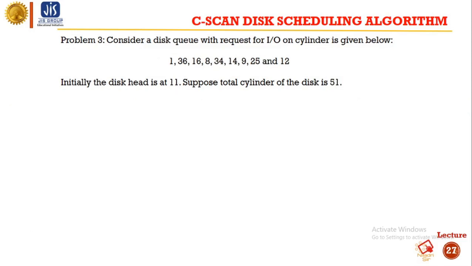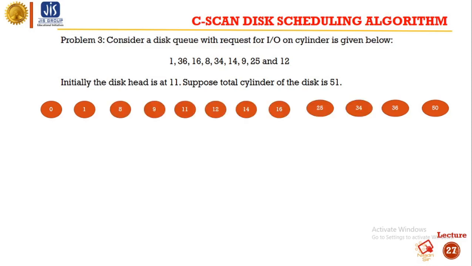So now we'll do another problem. Here you can see that the elements are 1, 36, 16, 8, 34, 14, 9, 25 and 12. Initially the disk head is at 11, and the total cylinders is 51. So we will start from 0 and it will go up to 50, total 51, and then we place all the rest of the cylinders in ascending order. As you can see, all the cylinders are in ascending order.